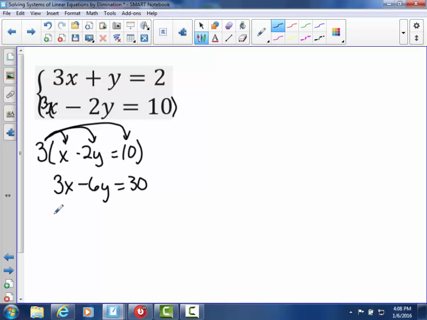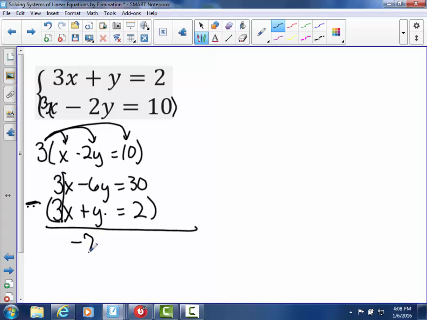And then I write my original equation 1 down, 3x plus y equals 2. And now I'm going to subtract these equations. Okay, so 3x take away 3x is 0. -6 minus y is -7y. 30 take away 2 is 28. We divide by -7, and y equals -4.